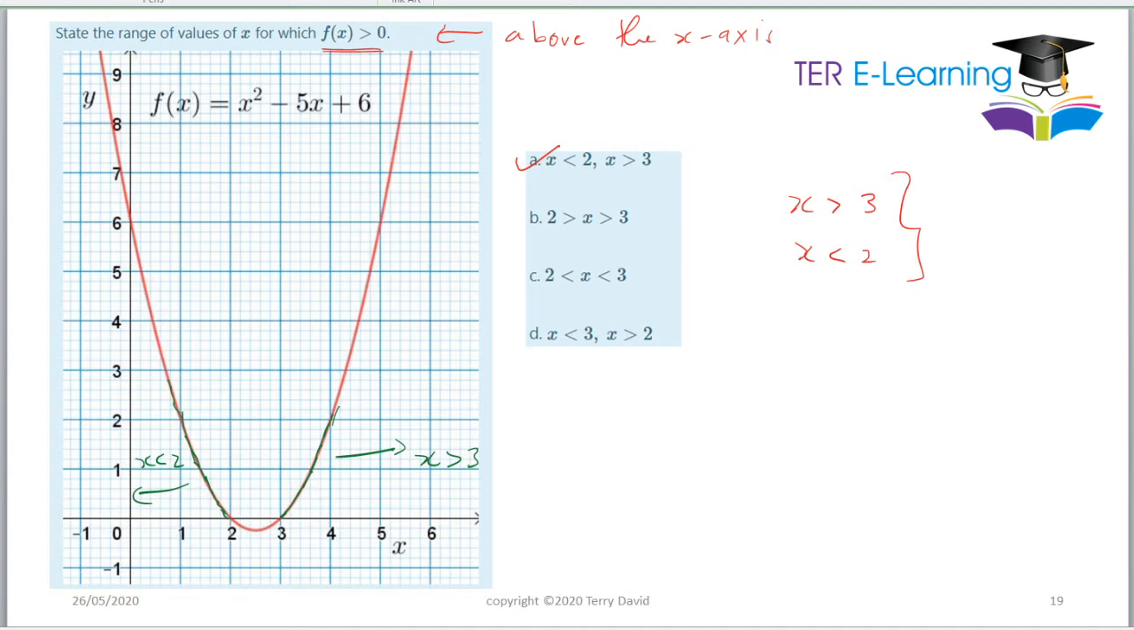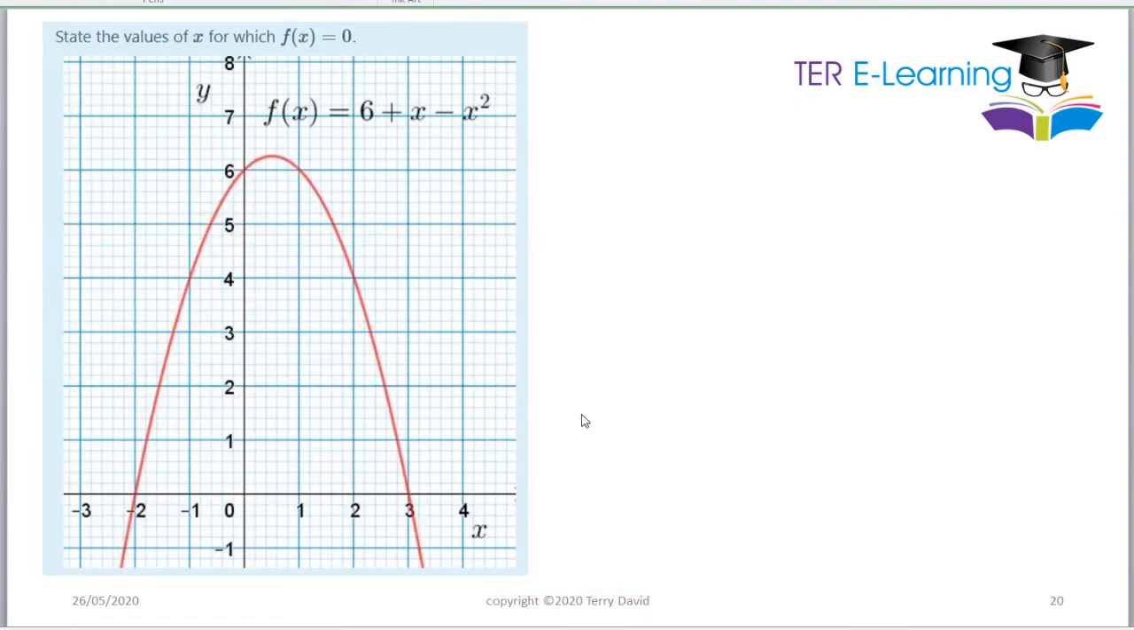All right, so that's how we do that one. Let's see, so what number was that? That was number 16. All right, this one is an easy one again. What do we want here? Steady values of x for which f of x equal to 0.